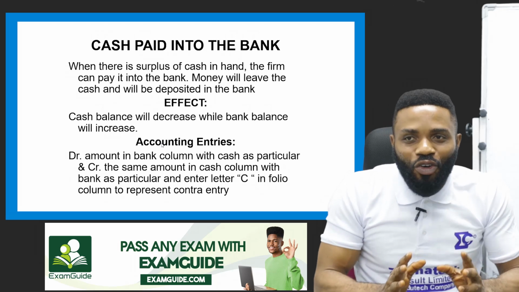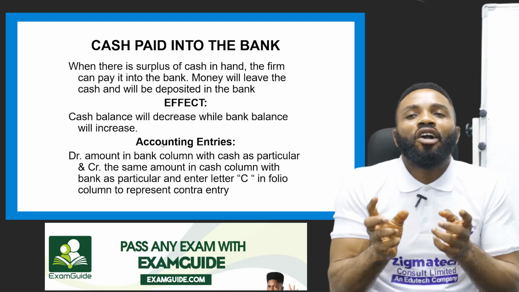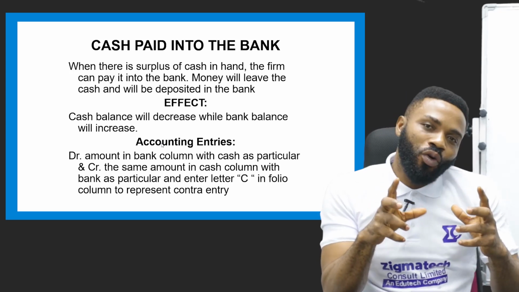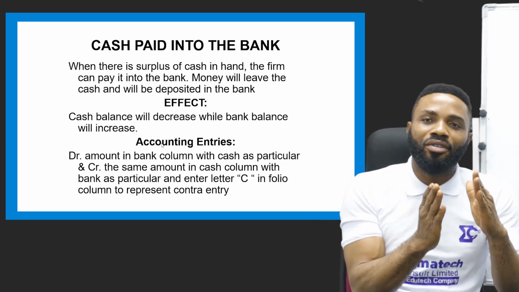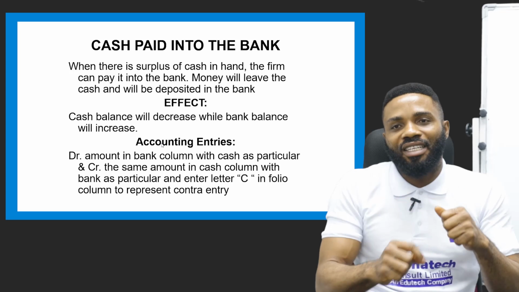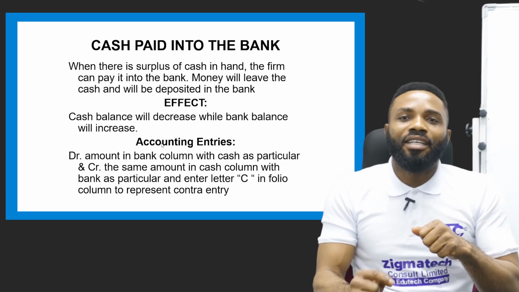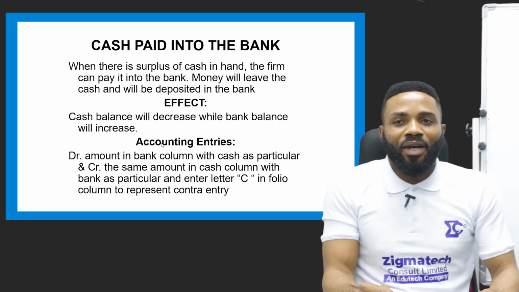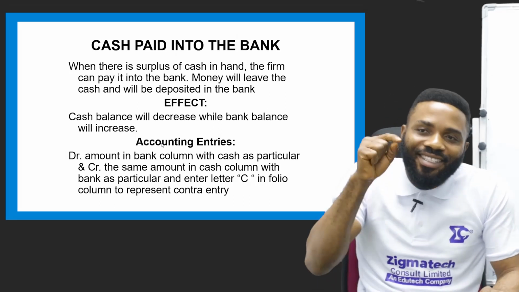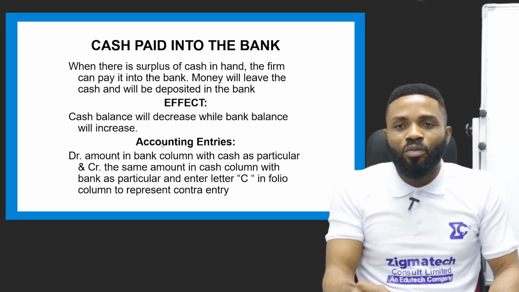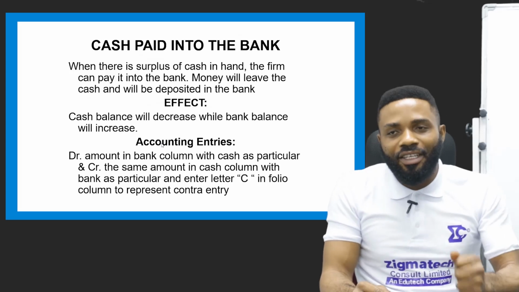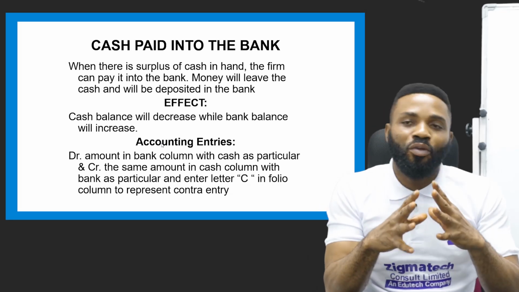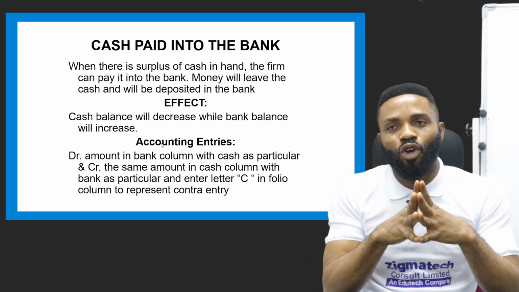Now, there's what we call accounting entries. When this is done, professionally, you are going to post it in the account. The posting will look like this: you debit the amount in the bank column with cash as a particular, and you credit the same amount in the cash column with bank as particular, and then you enter the letter C in the folio column to represent a contra entry. As we make progress, I am going to show you how this can be achieved on the 2-column cash book.